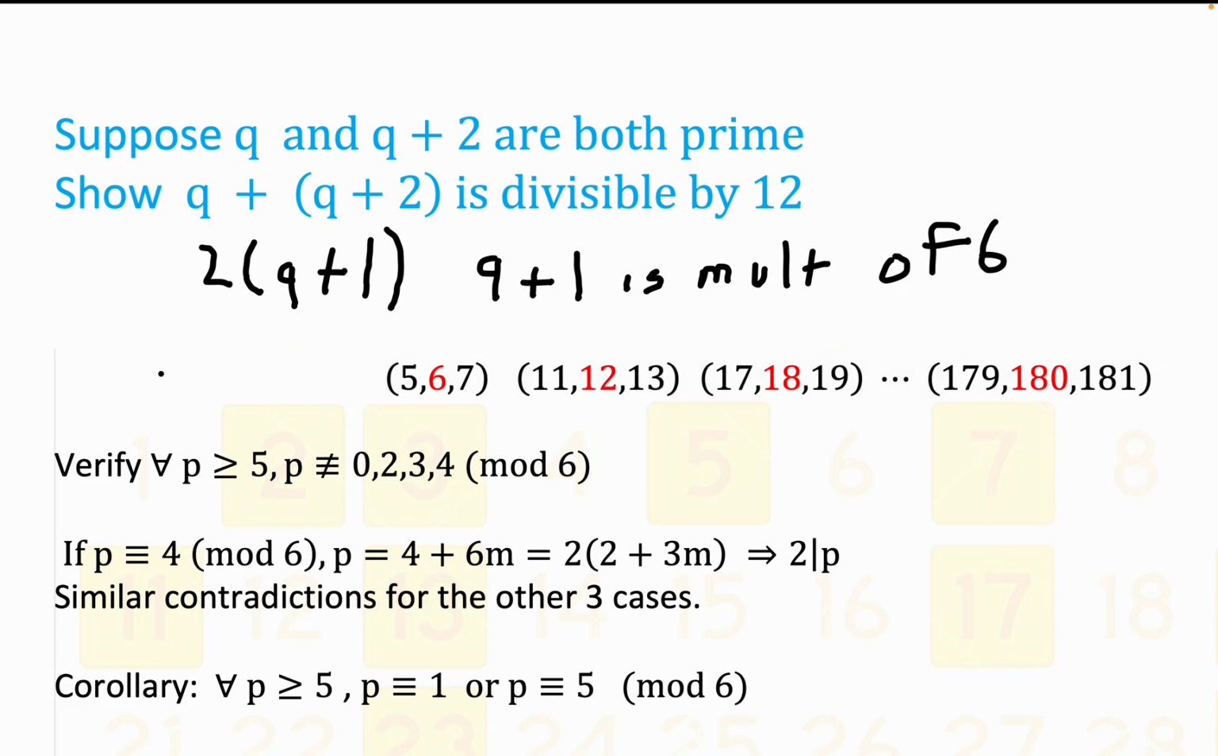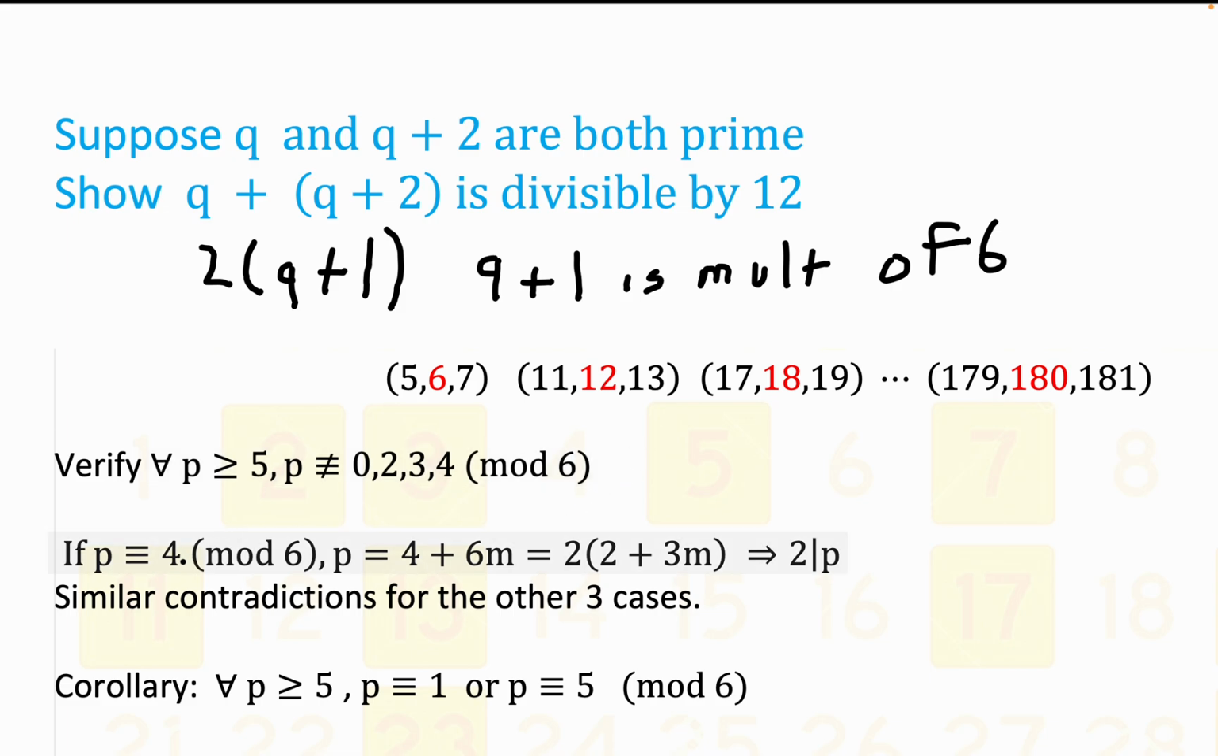Now, I'm going to establish a little result here that really is very, very helpful. This says that for any prime greater than or equal to 5, notice this result doesn't work for 3, so we have to start at 5. But for any prime greater than or equal to 5, p cannot be congruent to 0, 2, 3, or 4. Now, if p were congruent to 0, it would be divisible by 6. That would say that p minus 0 is divisible by 6. So we'll rule out that case without showing any work.